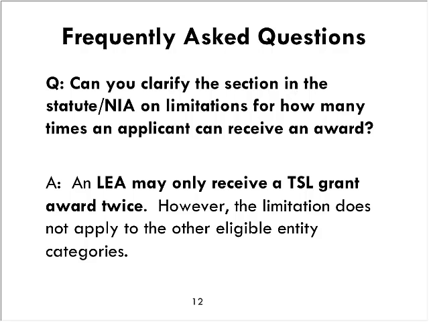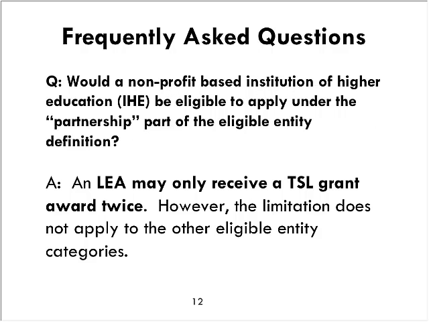The statute speaks to local education agencies. However, the way it was written into the NIA, it says applicants. So you want to make sure that you're very clear that an LEA may only receive a TSL grant award twice. However, that limitation doesn't apply to the other eligible entities. So the Bureau of Indian Education would be able to apply more than once. A state education agency would be able to apply more than twice. An SEA would be able to apply more than twice also. So I just want to make sure that that was clear and articulated up front for you.